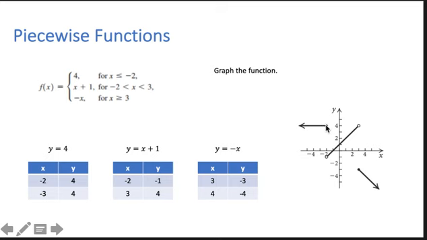So we have a closed dot, and it's a constant function that's going to the left. Open dot, this is the graph of y equals x plus 1, but it's only from when x is -2 until x is 3. Open dots on the endpoints, and then closed dot at 3 until we go to infinity, and this is the graph of y equals -x.